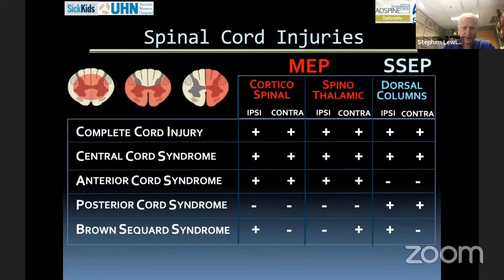So what we're going to do is look at MEP, which will look at our corticospinal and our spinothalamic tract. That'll be our perfusion-based. And then you have your SSEP, which will be your dorsal columns. And you'll see that in injury patterns often.